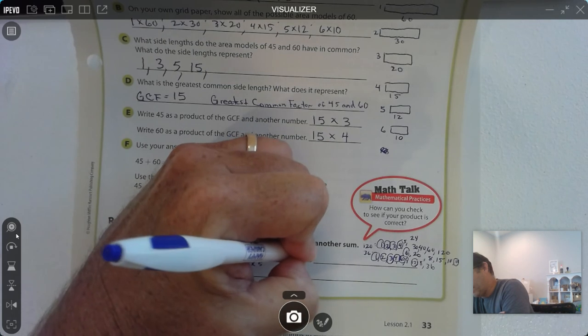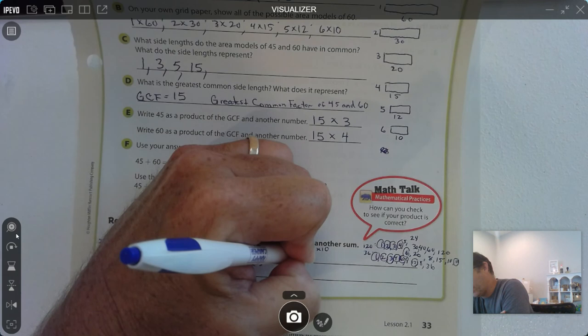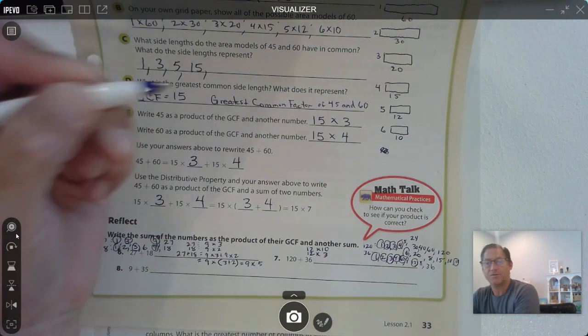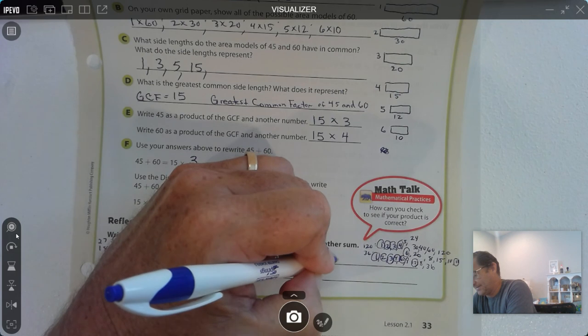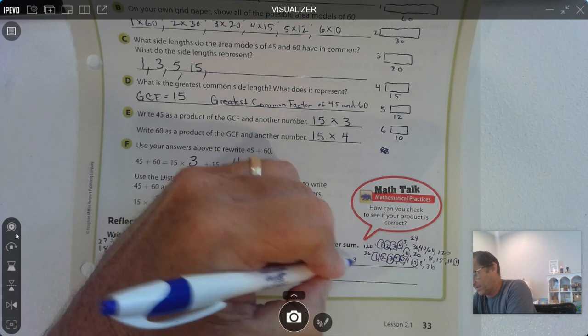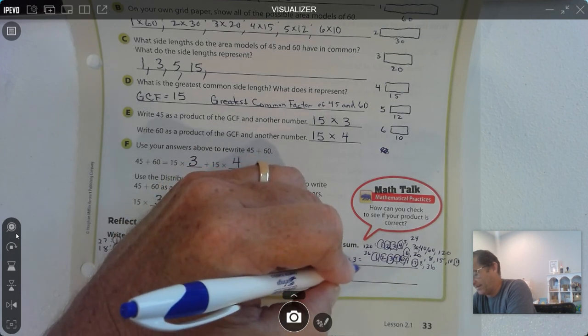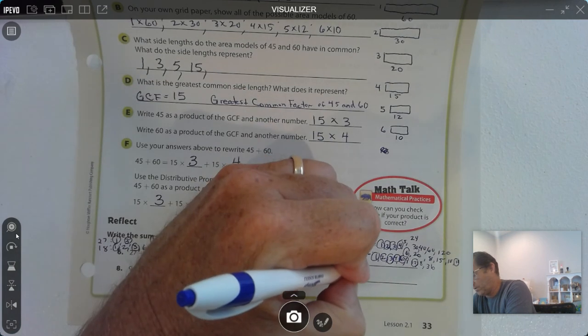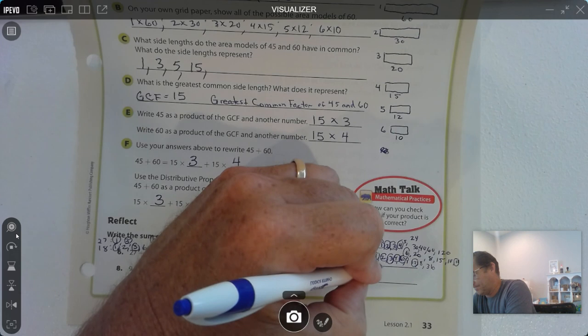So we can rewrite 120 as 12 times 10 and 36 as 12 times 3. So it's the same thing as saying 12 times 10 plus 12 times 3, which equals 12 times the sum of 10 and 3, or 12 times 13.